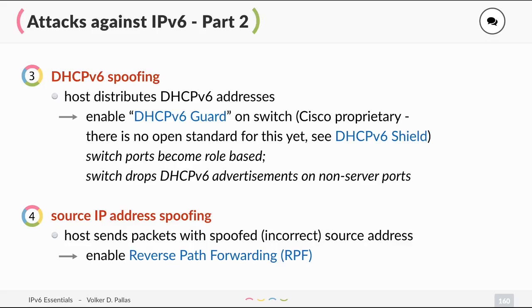Fourth group, source IP address spoofing, same thing as with IPv4. A host can send packets with a spoofed source address. That means this is an incorrect source address. And you can enable reverse path forwarding, or RPF, to disable this. You could send spoofed packets to some application which then will reply, and the host with this original address will be just DoSed or DDoSed.